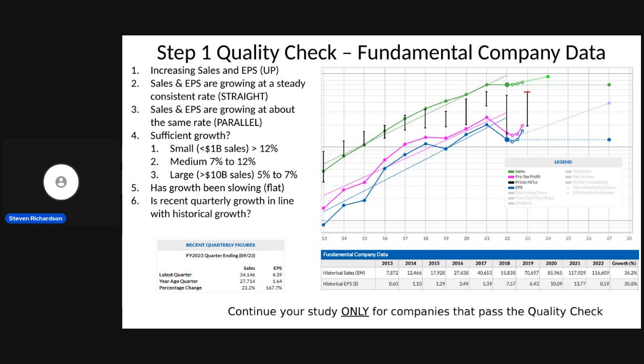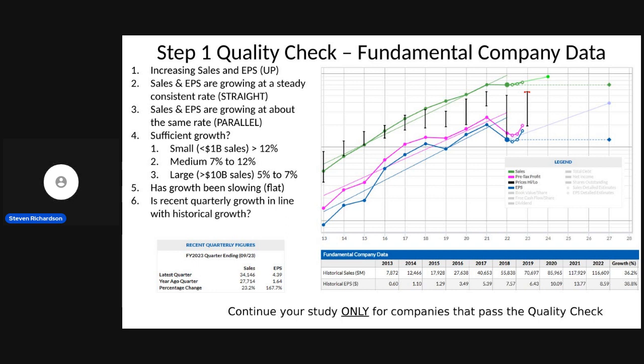You don't want it flat. Like I said, if it's flat, it's not increasing. Flat's better than down, but it's still not increasing. You want to check the recent quarterly growth. Is it in line with the historic growth? So the quarterly growth, that's the most recent quarter compared to a year ago quarter.